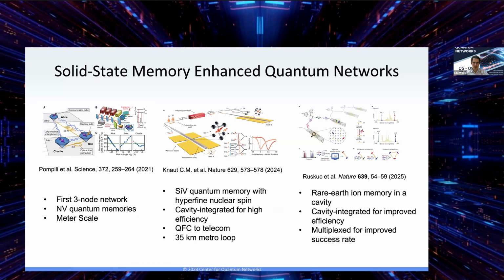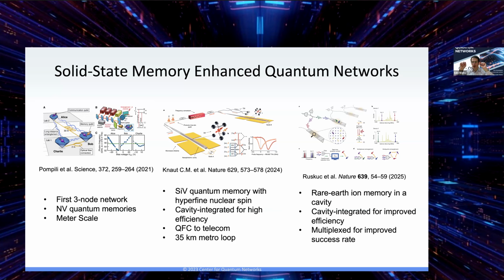Another important milestone was reached recently, a year and a half ago, by the Lupin group. They changed from nitrogen vacancies to silicon vacancies in order to get a better photo optical interface. And using this approach, they were able to entangle two silicon vacancies over 35 kilometers of fiber in a metro loop. So here, what they did is they had two silicon vacancy qubits.